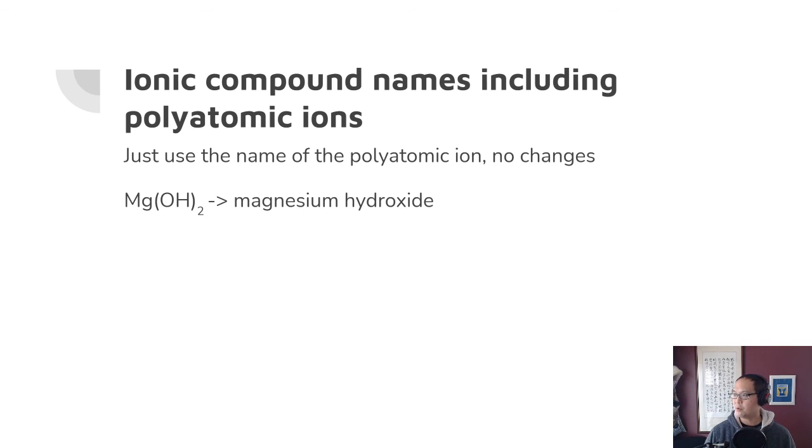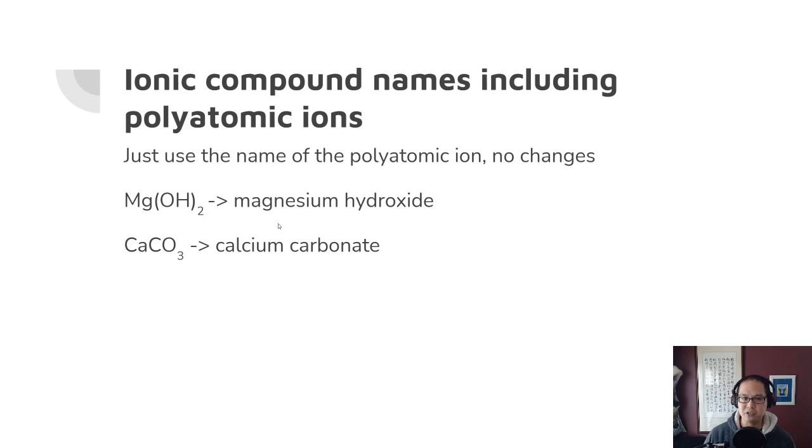A couple examples. MgOH2 is magnesium hydroxide. Hydroxide is one that confuses people a lot because you have oxide, which is an O ion. So remember, when you see hydroxide, it's always this OH. MgOH taken twice is magnesium hydroxide.